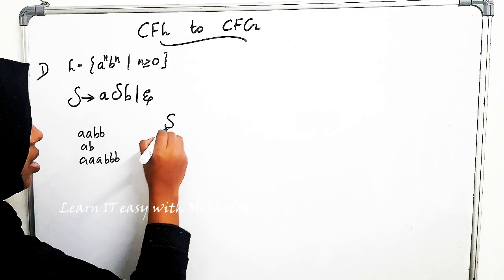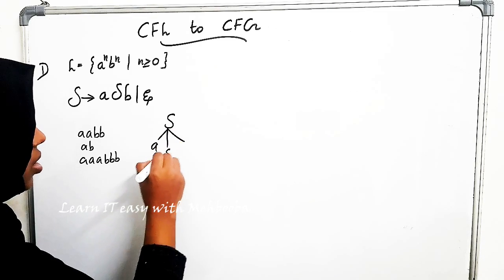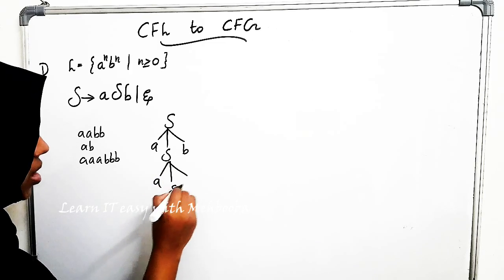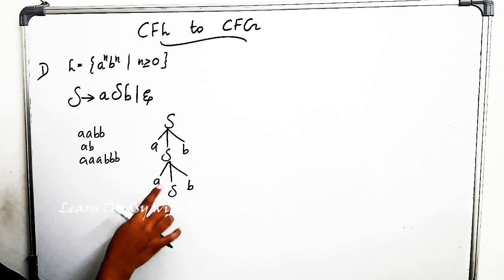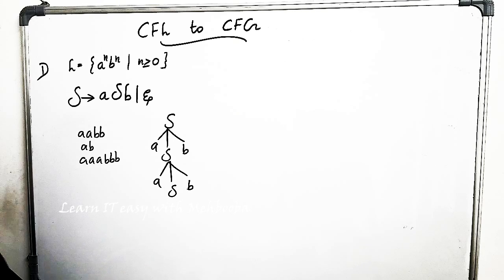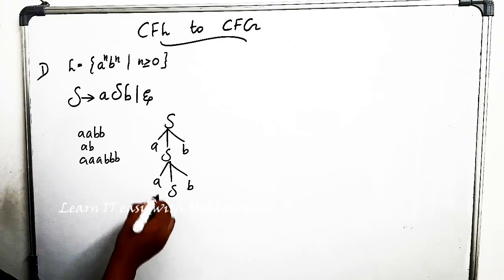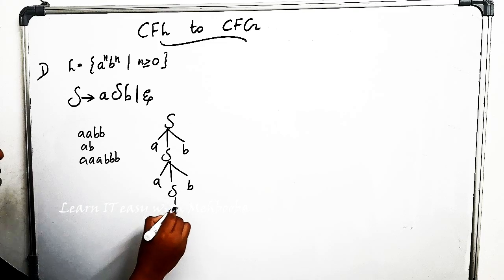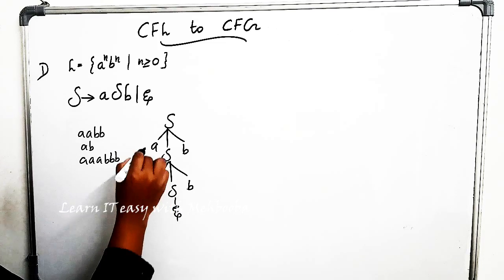So S gives A S B. See, S is always allowing A on the left hand side and B on its right hand side, so we will not get A's and B's mixed up. Now we are deriving this. I need just 2 A's and 2 B's, so I am substituting this S with epsilon.